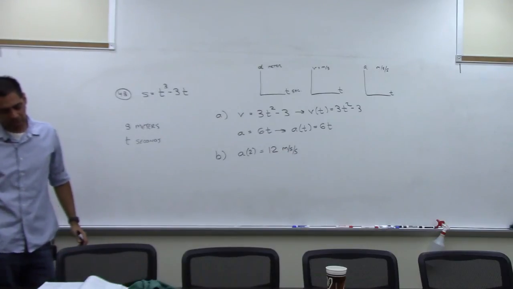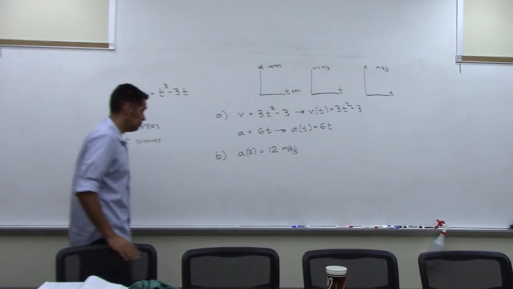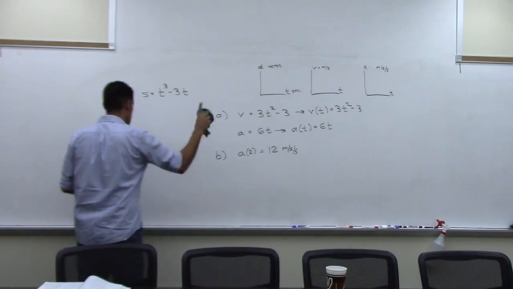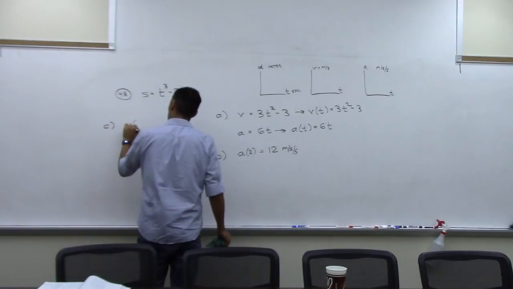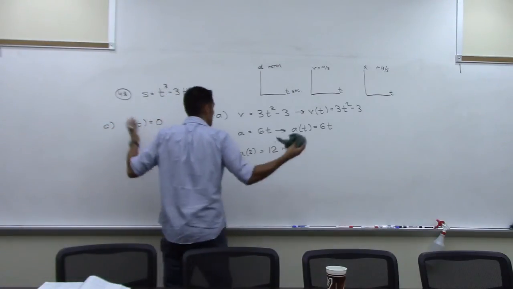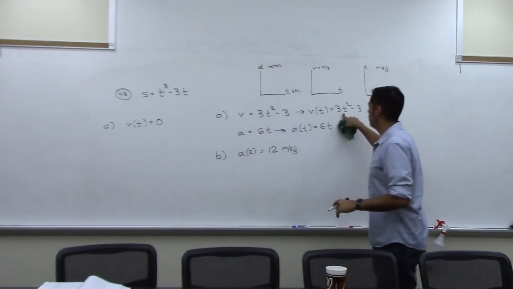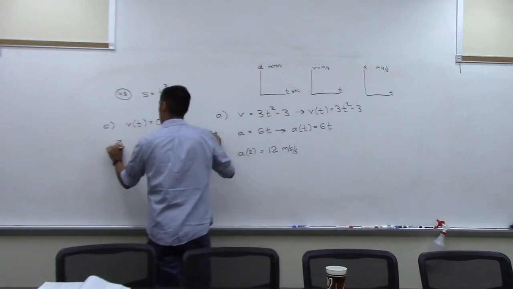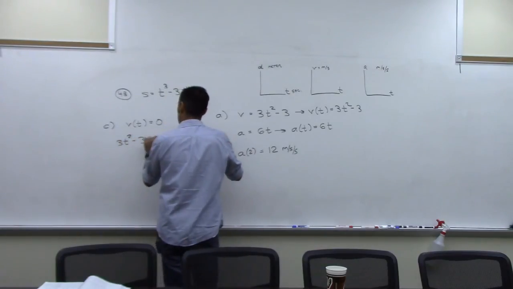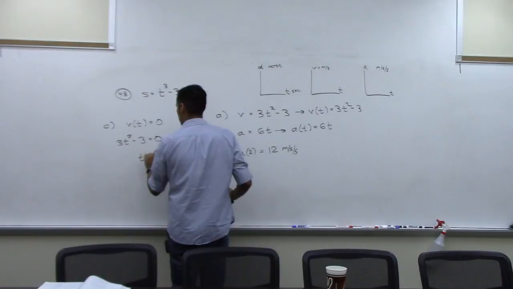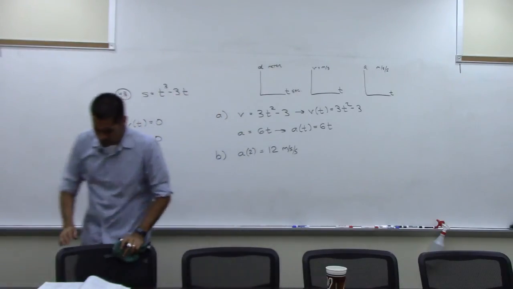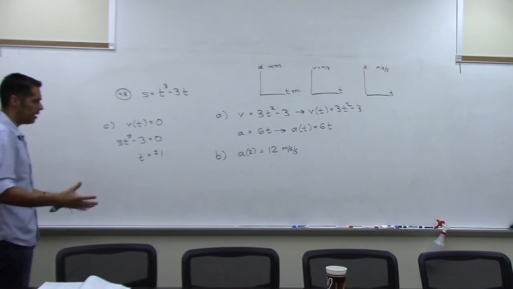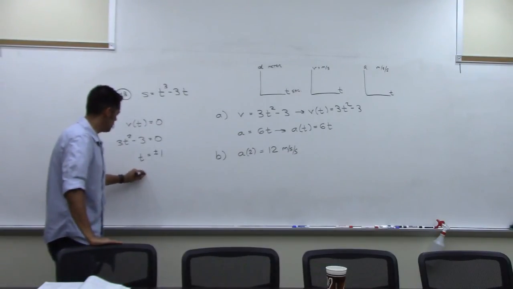And then part C, find the acceleration when the velocity is 0. That's more interesting. What's the acceleration when the velocity is 0? Well, first thing I need to do is figure out when the velocity function is 0. So I take my velocity function, set it equal to 0, and you should get two solutions, plus or minus 1. We're going to assume here that time can't be negative. It makes sense. So you should get just t is 1.